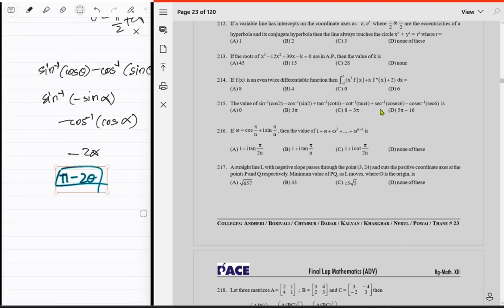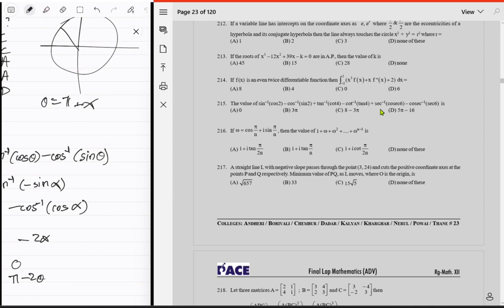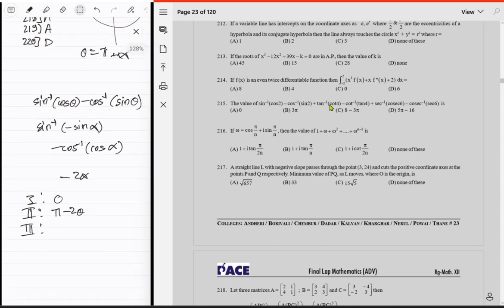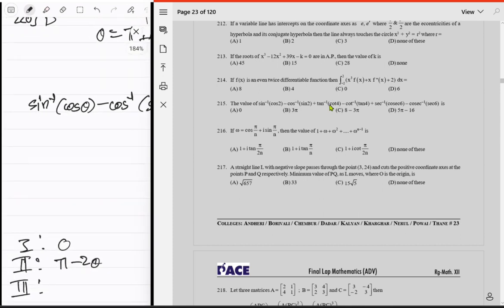So first quadrant mein 0, second quadrant mein pi minus 2 theta. Weird. Okay. Third quadrant mein kya? Third quadrant is like pi plus alpha ho jayega ye, right? So dono mein just negative negative aa jayega. So what you get is sine inverse of negative cosine theta, or negative cosine alpha basically, which is negative of sine inverse of sine alpha, of pi upon 2 plus alpha basically.